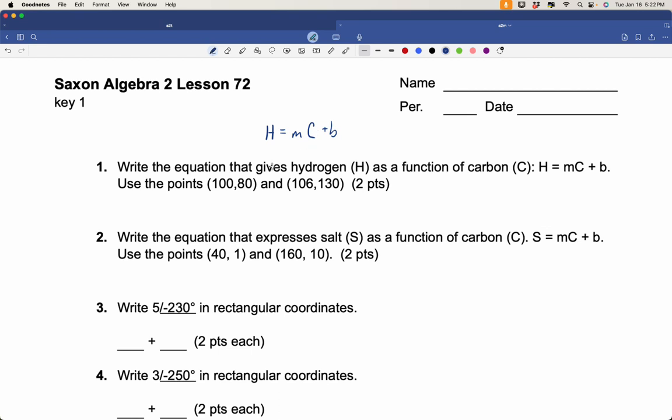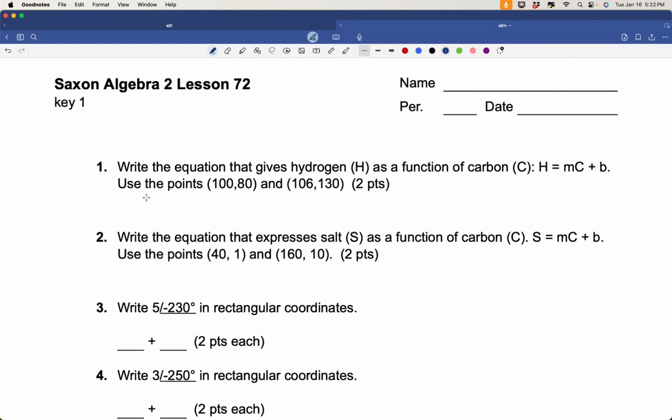That would be the formula for this one right here. So hydrogen is a function of carbon. I guess it helps that it's already written out there for you. I didn't know I was so kind. So we're going to use these points here to find our slope, and then we're going to sub in one of the points in order to find the B point, the y-intercept.